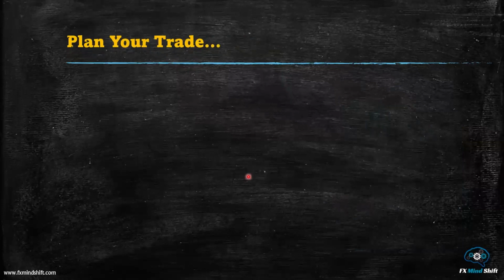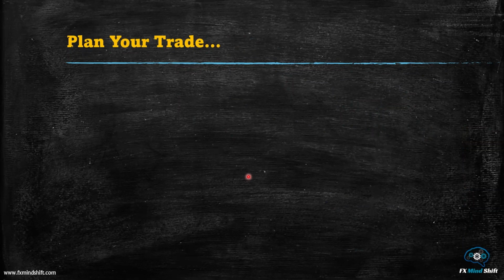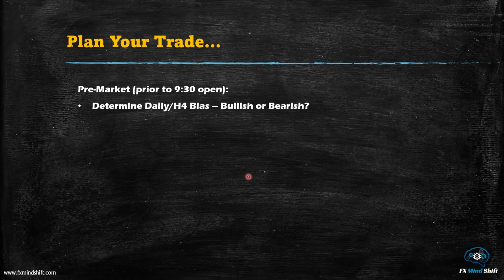Okay, so plan your trade, right? And trade your plan. I'm sure you've heard that many times before. And so what that means is basically that you've got to have a plan when you sit down and you trade for the day. You want to have a clear idea of the direction that you want price to go, right? And so pre-market, prior to the 9:30 open, you want to have the daily bias determined, right? Before you even sit down.